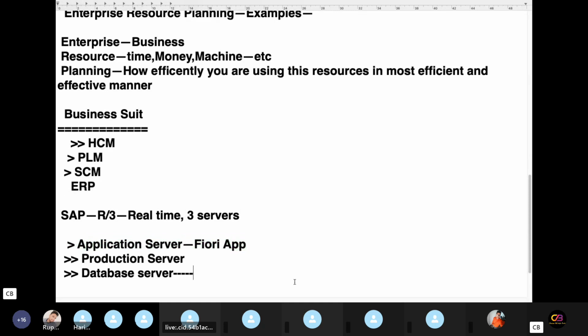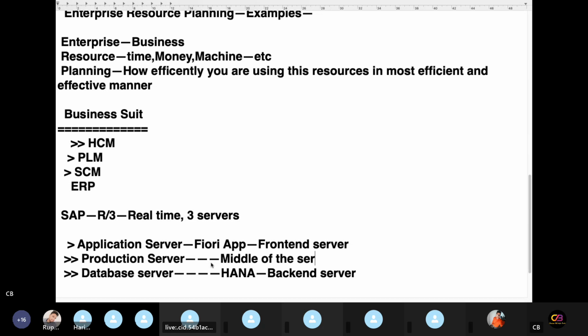The database server is the HANA database. This is the back-end server. This is the front-end server. And this is the middle server, which is SAP S4HANA, programmable software. So SAP works based on 3 servers: application server, production server, and database server. The database is HANA, the back-end server. The production server is the middle layer. And the application server is the Fiori apps, the front-end layer.